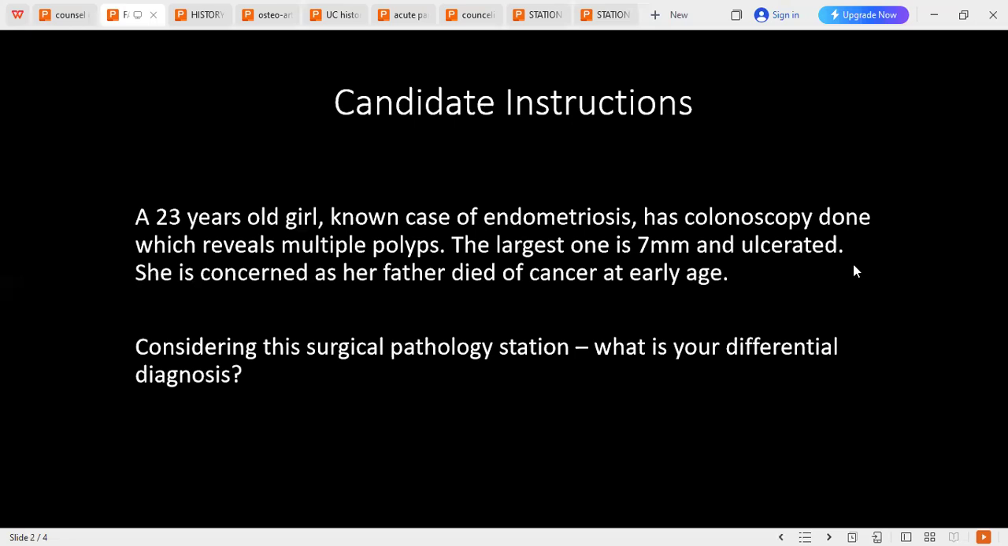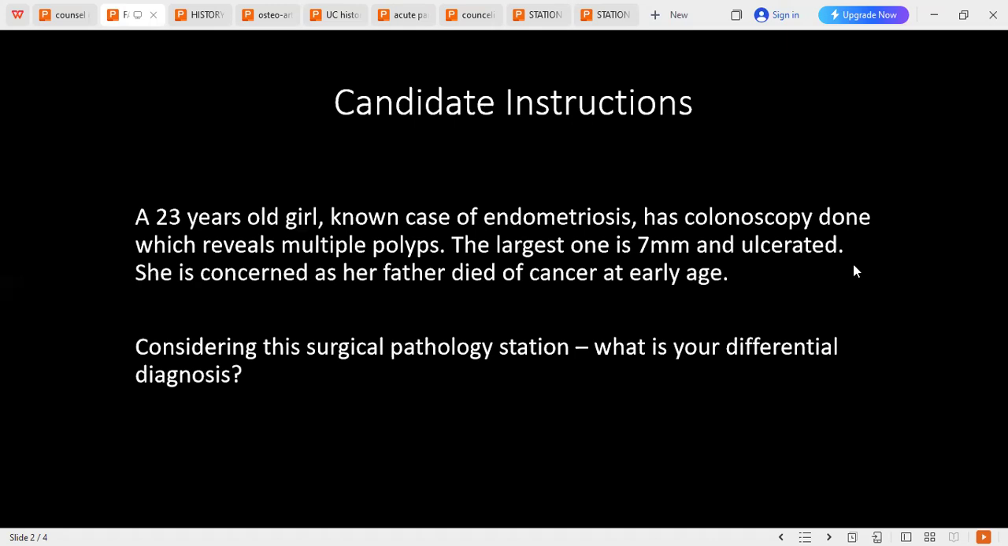Okay, ma'am. Right. So if you've read and understood, considering it's a surgical pathology station, please tell me what differential diagnoses you'll consider for this patient? It may be familial adenomatous polyposis, or hereditary non-polyposis colorectal carcinoma, or hamartoma. How would you confirm your diagnosis?